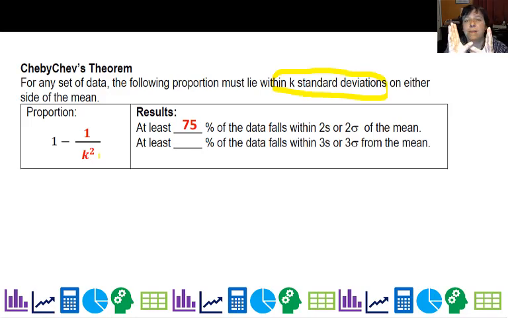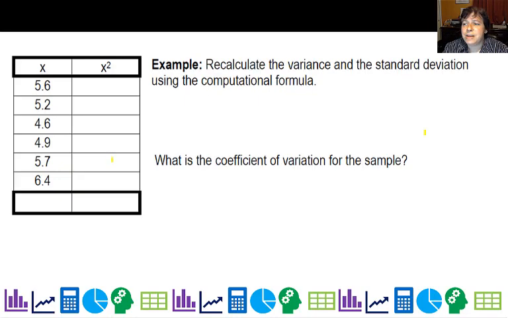So if we're going left to right, from the minimum to the mean is 2 standard deviations, and not the true minimum, but this band that we're creating. And then you add another 2 standard deviations to the mean, and if you create this window, 2 standard deviations on either side of the mean, you will capture 75% of the data points. If you substitute 3 in here, you're going to find that 8/9 of the data falls within 3 standard deviations, or 88.9%. So we're going to revisit both of these things with our previous example.